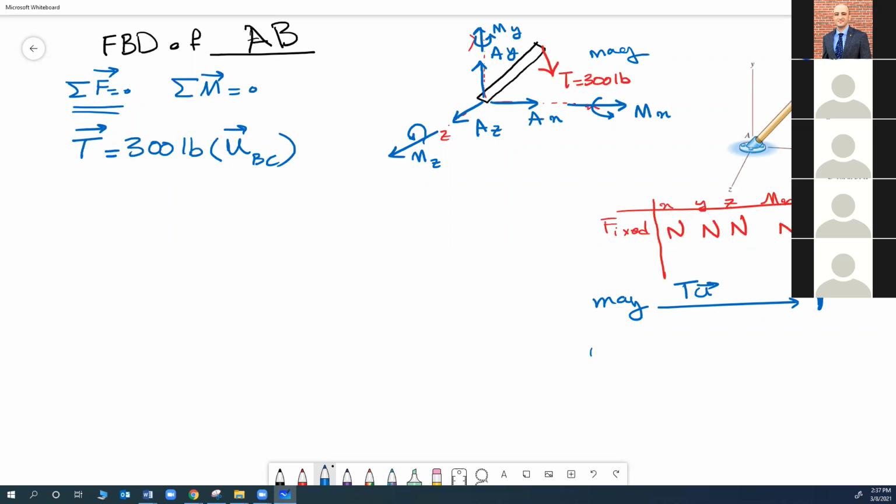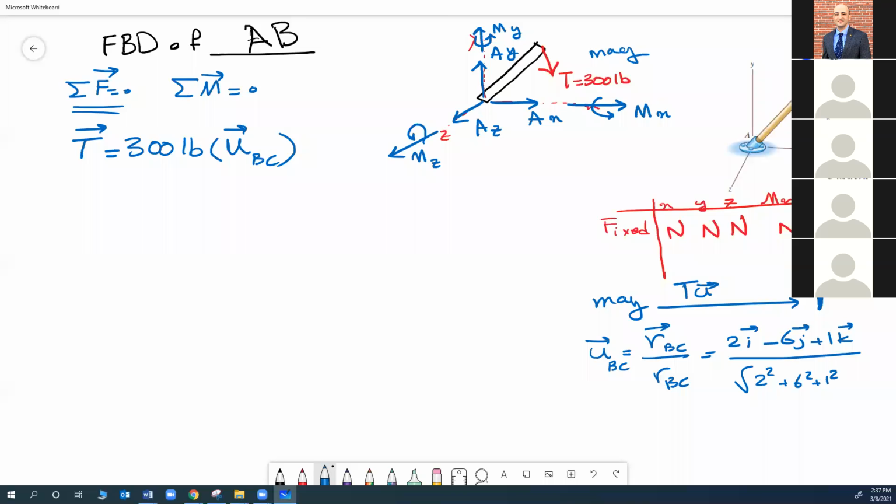All right, unit vector of BC, going back to chapter 2, it's going to be RBC divided by magnitude of RBC. I'm going to do it a little bit faster: 2I minus 6J plus 1K divided by the magnitude of that, which is going to be 2, 6, 1, right? And this is going to be 6.4. That's meters, or that's feet, and feet. There we go.